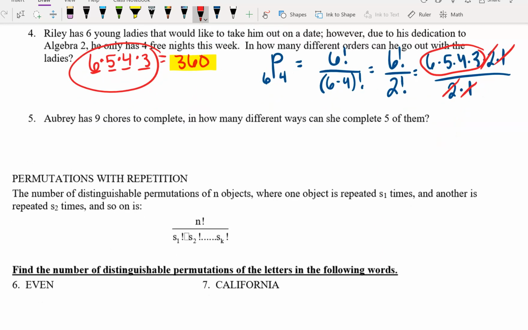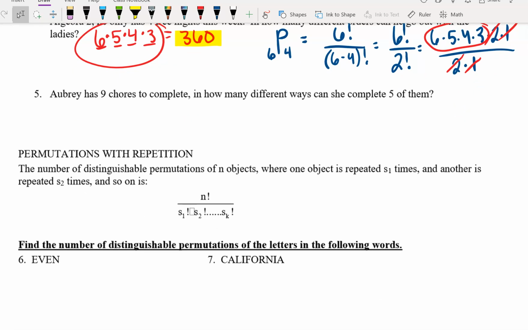All right, Audrey has 9 chores to complete, and how many different ways can she complete 5 of them? So she's only doing 5 of her chores. 1, 2, 3, 4, 5. She has 9 options for the first chore she does. After she's done that chore, she only has 8 options for the second chore, and then 7 options for the third, 6 for the fourth, and 5 for the last chore that she does. Multiply those all together: 9 times 8 times 7 times 6 times 5.